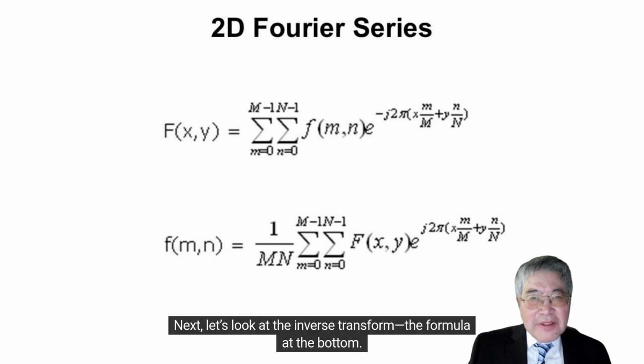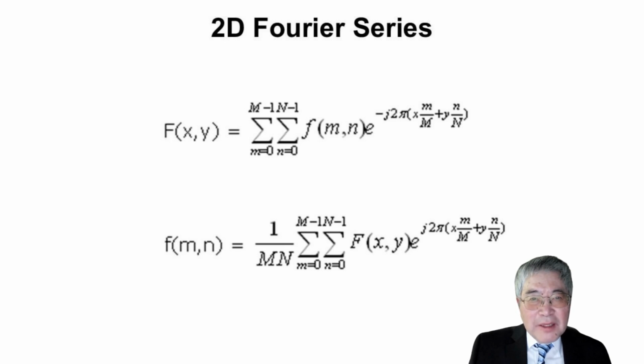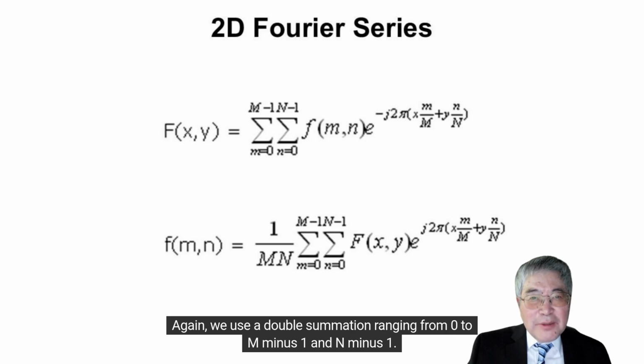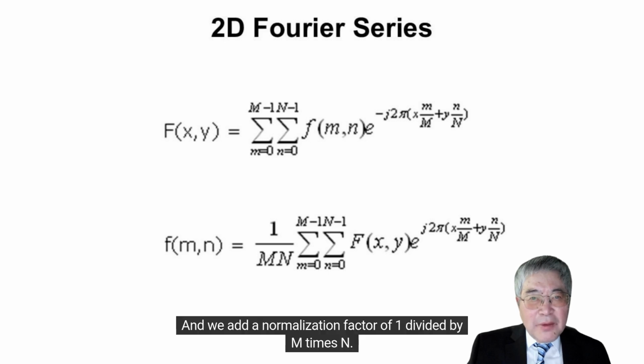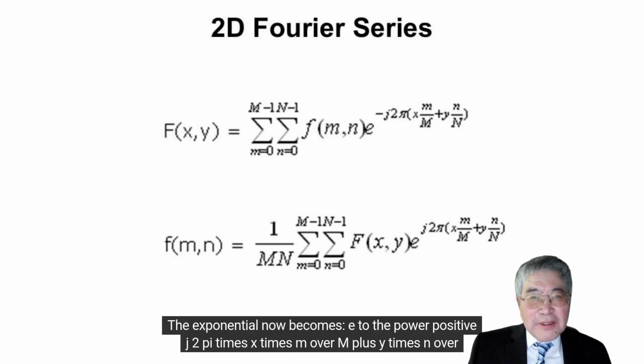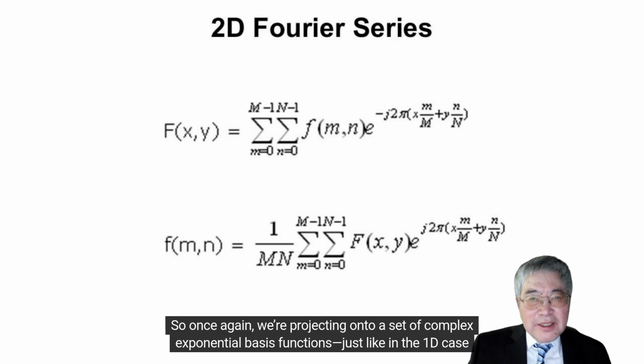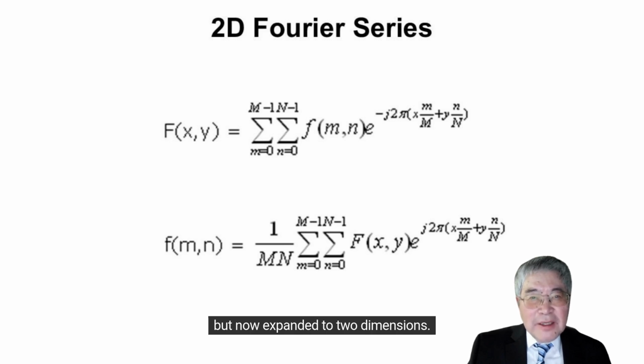Next, let's look at the inverse transform, the formula at the bottom. Here we reconstruct the original image, f of m and n, from its frequency components, F of x and y. Again, we use a double summation ranging from 0 to M minus 1 and N minus 1. And we add a normalization factor of 1 divided by M times N. The exponential now becomes e to the power positive j2 pi times x times m over M plus y times n over N. So once again, we're projecting onto a set of complex exponential basis functions, just like in the 1D case, but now expanded to 2 dimensions.